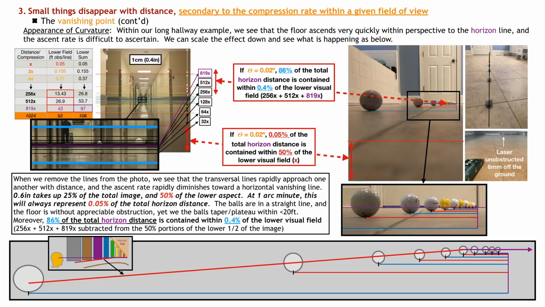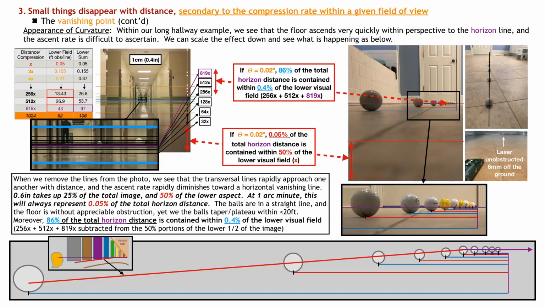So I can take those lines and pull them out, and we can look at them without the photo backdrop. And that's what I've done with the gray box below. And so you can see how that purple line gets encroached fairly quickly. So when we remove the lines from the photo, we see the transversal lines rapidly approach one another with distance, and the ascent rate rapidly diminishes toward a horizontal vanishing line.